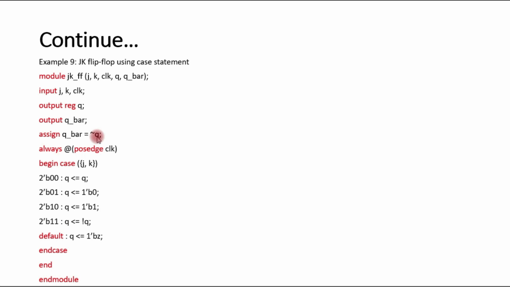Whenever change occurs in the Q value, then immediately QR will be the NOT operation of Q. Procedural block, and in case of JK flip-flop, we are assuming that if there is any positive edge, then this expression will be executed. Begin case, and here concatenation operation of J and K.